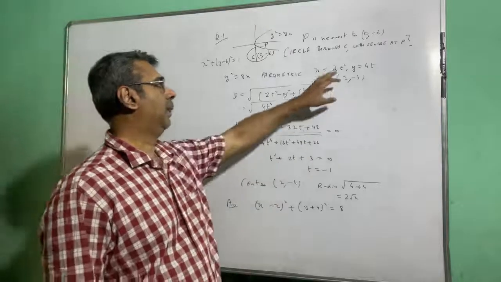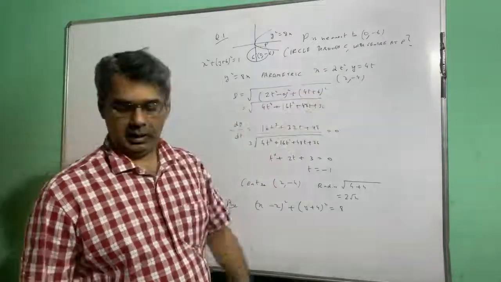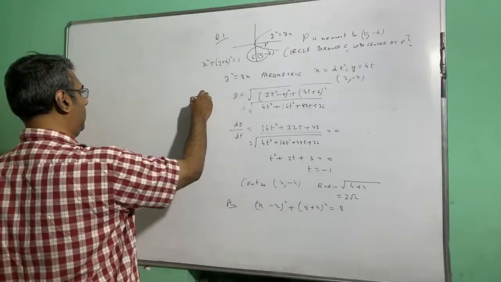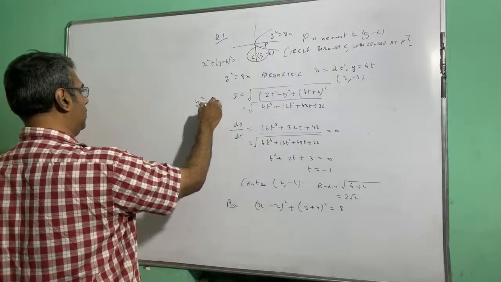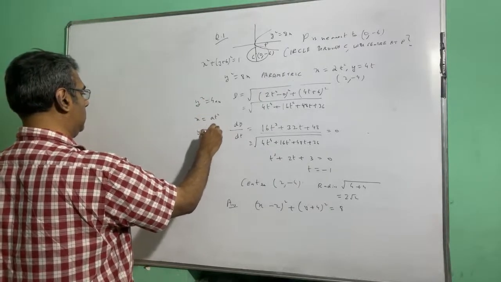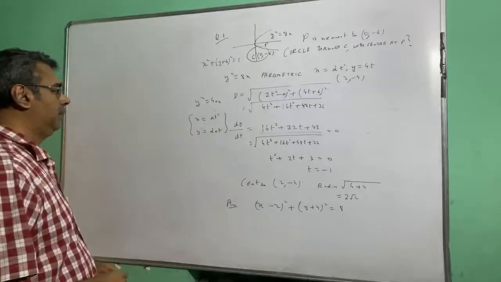So we wanted to find the point P. So we first took the parametric. What is the formula for parametric? Y square equal to 4ax. So the formula is x equal to at square, y equal to 2at. So this is the formula for the parametric.